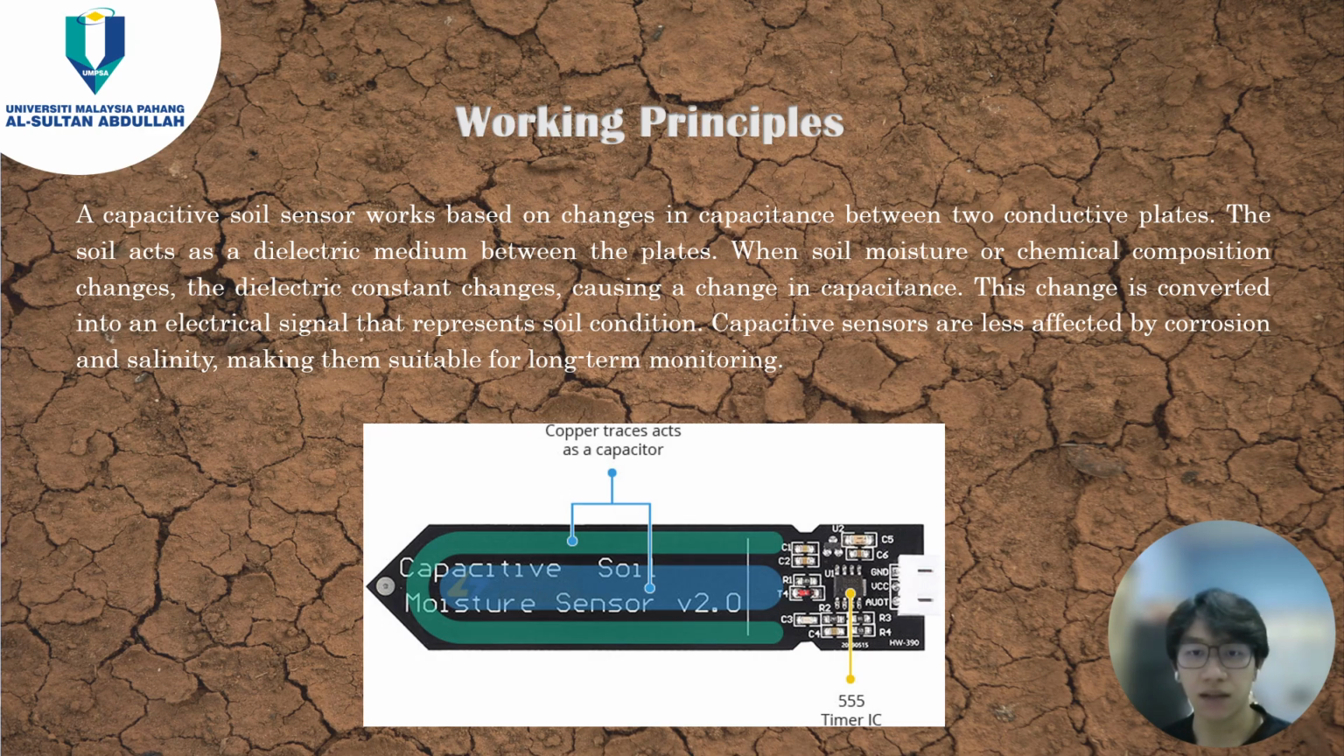Capacitive sensors are less affected by corrosion and salinity, making them suitable for long-term monitoring. You can look at this picture where the copper trace acts as a capacitor and there will be a timer IC at the right hand side.